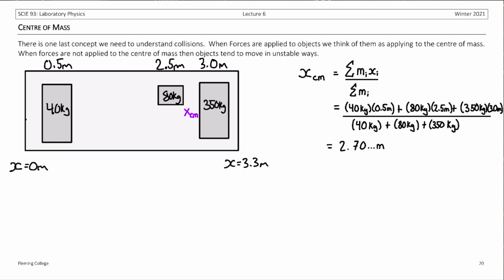Now, I'm not going to ask you to do center of mass calculations on this week's quiz, but you may need it for a couple of questions in the assignment, and it will be important for us when we move on to next week's lecture.